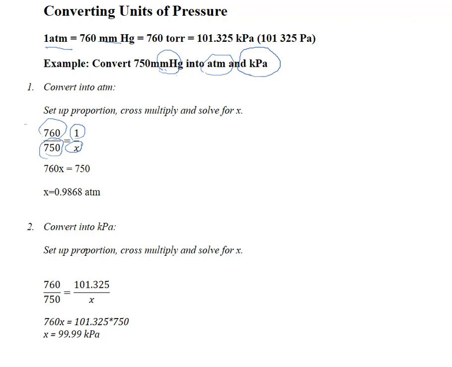Okay, so that's one way to do it, but just for this example to show you, because the most difficult conversion for people sometimes is millimeters of mercury to kilopascals, we'll just show the setup again. So again, you've got your known ratio, so 760 millimeters of mercury is equal to 101.325 kilopascals. Therefore, 750 millimeters of mercury is X kilopascals. We cross multiply, we solve, and we get 99.99 kilopascals.